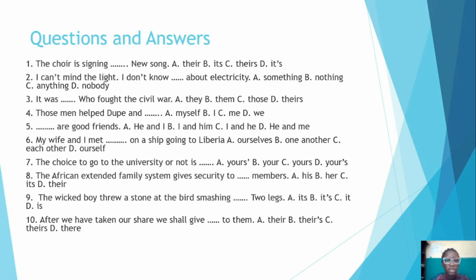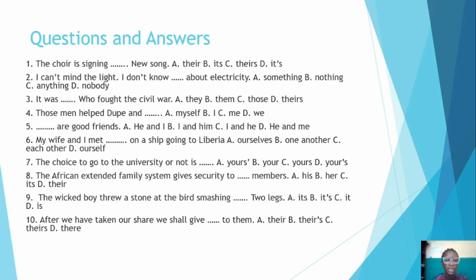Someone may ask, why can't we say I and he since we just changed their positions? Courtesy demands that you put yourself last. So that is why you say you and I, he and I. She and I, not I and she. The correct option is option A.